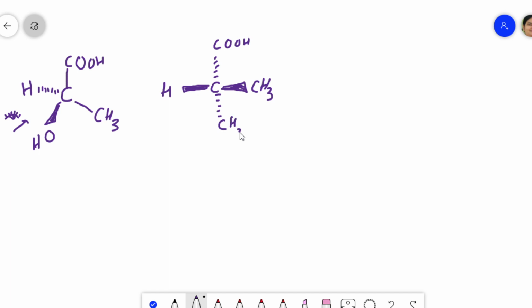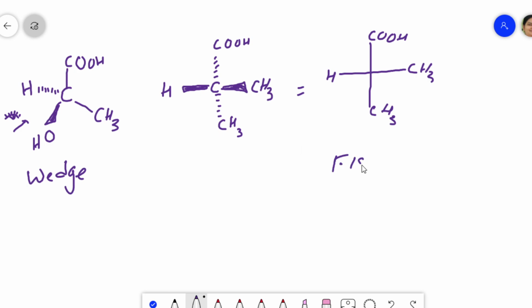Now you convert this one into your Fischer. In the case of Fischer projection, there are vertical bonds and horizontal bonds. Vertical line will have what? COOH and CH3, and horizontal line will have hydrogen this way, and this way it is a CH3. This is your wedge structure, and this is your what structure? Fischer structure. So that's how you convert a wedge into Fischer.